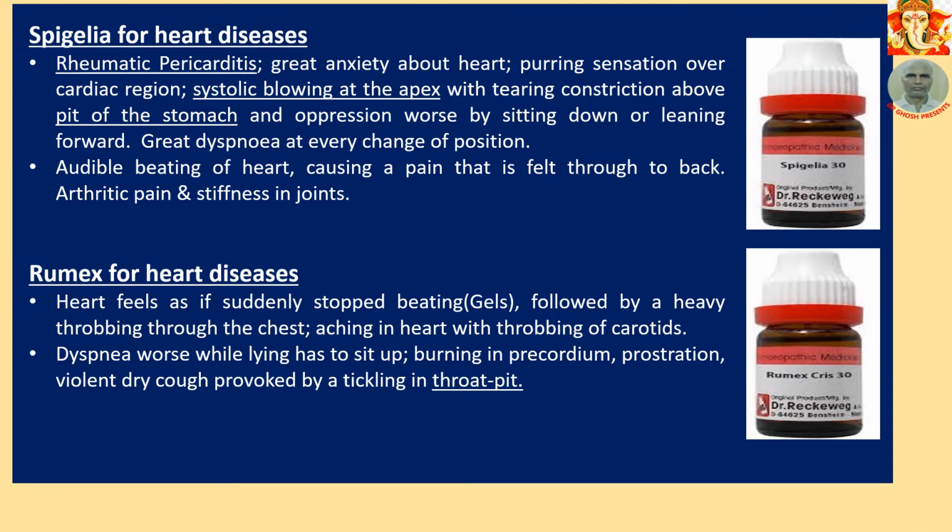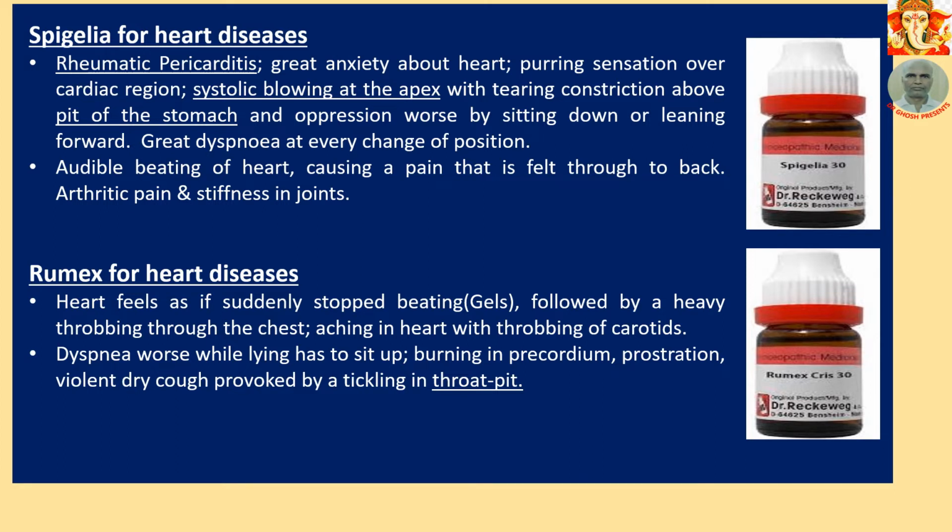Spigelia for heart diseases, rheumatic pericarditis, great anxiety about heart, purring sensation over cardiac region, systolic blowing at the apex. This can be heard with the help of stethoscope auscultation, with tearing constriction above pit of the stomach. Pit of the stomach, this depression just beneath the sternum bone. That is called pit of the stomach.